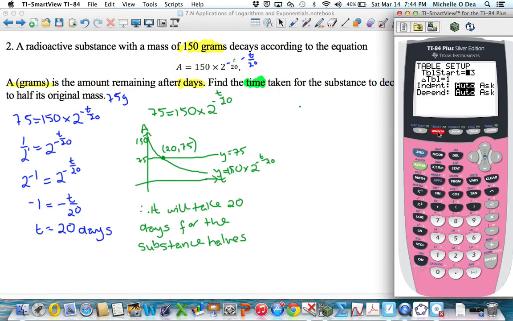So if I go to table set again, maybe I start at 1 this time. Press enter. And then go back to table, second graph. And if I just arrow down, okay, I know that the answer is 20. But what you're looking for is you're looking for it to be 75. Or in this case, because we know the answer, it's an exact answer. Otherwise, you would be looking for it to be as close to 75 as possible. So we can see it's 75 there.